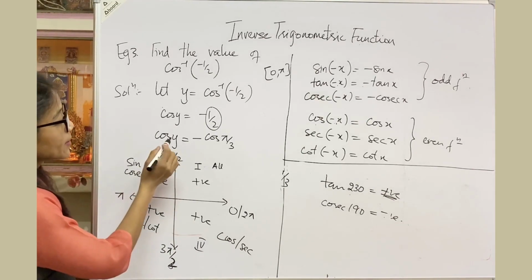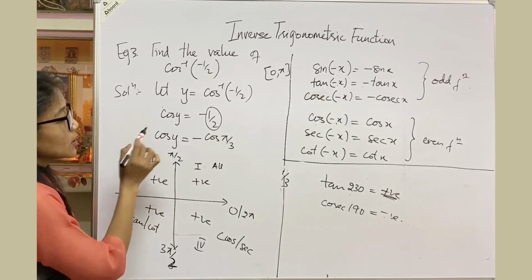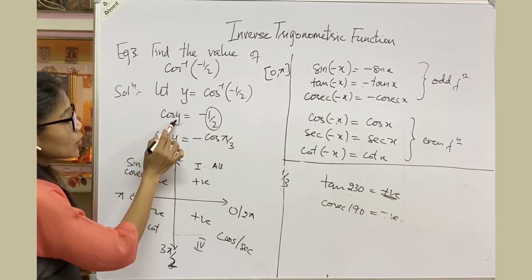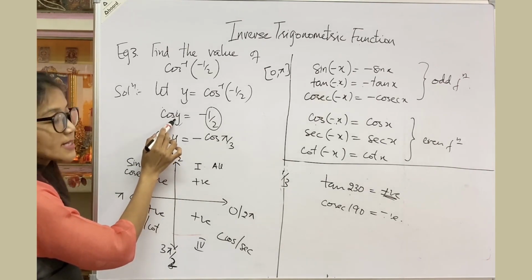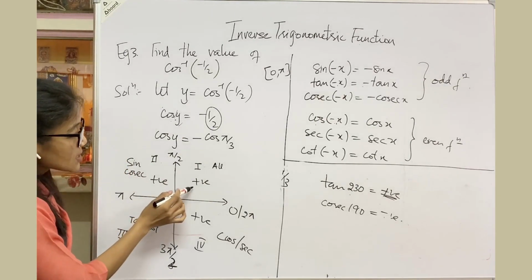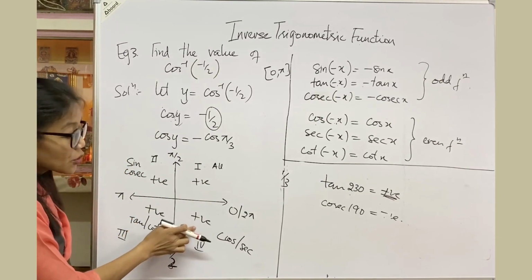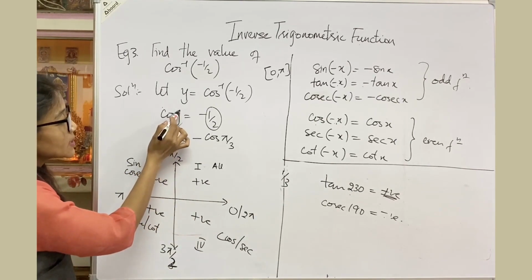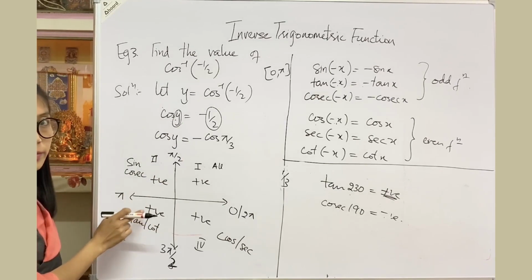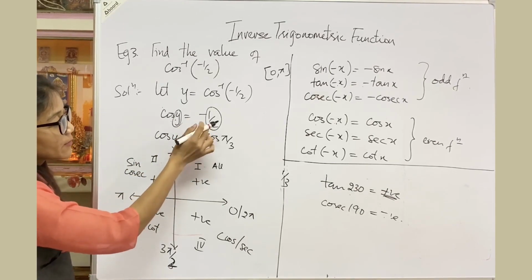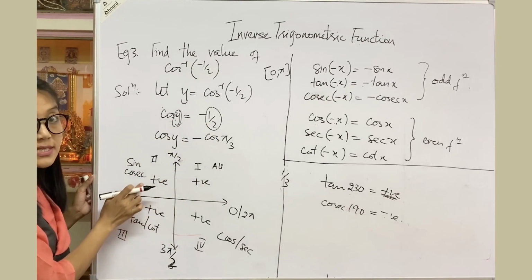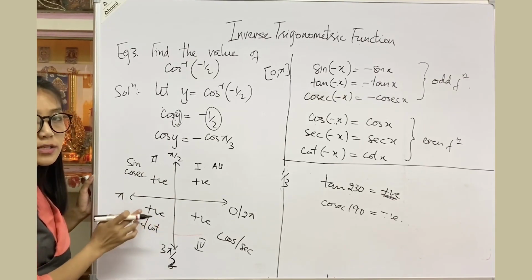Now look here. Cos of angle y is negative half, which means for some value of y, where y is the angle, you are getting a negative value. So now we have two options. In the first quadrant, cos is positive. In the fourth quadrant, cos is positive. So this means this y either lies in the second quadrant or in the third quadrant, because we are getting a negative value here. If it is negative, then y is either in the second quadrant, in which cos is negative, or in the third quadrant, again in which cos is negative.